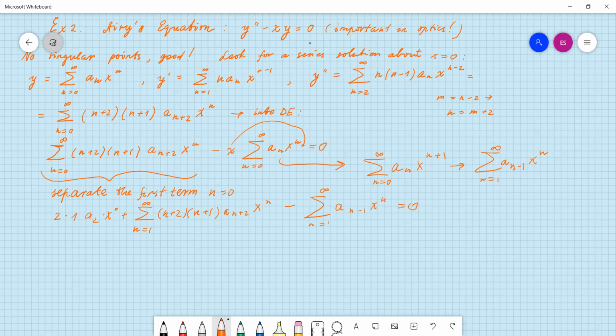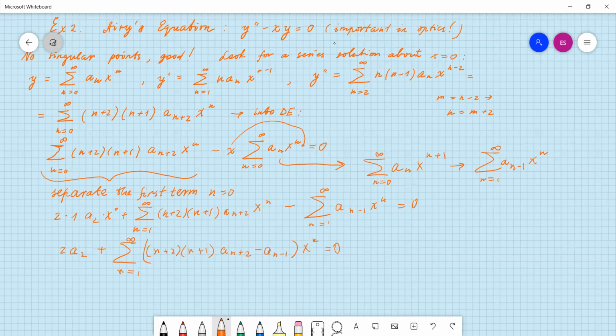Now I can combine these two series. Sometimes it's going to be tricky to deal with summing up two series. So I'm still keeping my first term outside. 2 by 1 is 2, and a2 is going to give me 2a2. Here, I'm going to have one big series with a combination of coefficients. So I have (n plus 2)(n plus 1) a(n plus 2) minus a(n minus 1). A little bit complicated, right? But then the sum of that times x to the power of n equals 0, n goes from 1 to infinity.